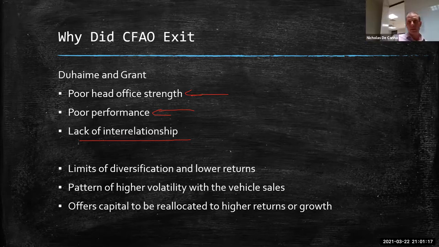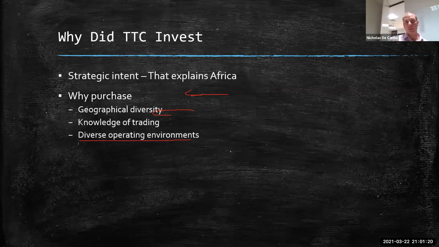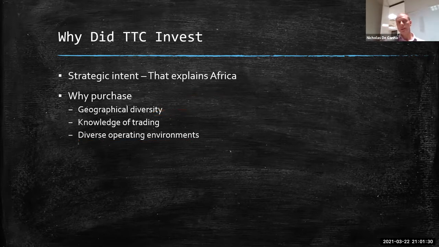Yeah, absolutely. So fundamentally, the big thing was their strategic intent, right? TTC has made it clear that they're going to be in every African country. And that's why the second question is very important for this course: why didn't they go and set up a dealership? Certainly they could get Toyota to give them all the dealerships. That wouldn't have been a problem. But you can imagine the amount of learning they would have had to go through. So you've got geographical diversity, trading knowledge, diverse environments. And so here I would suggest a good example of acquisition being a much less painful route.